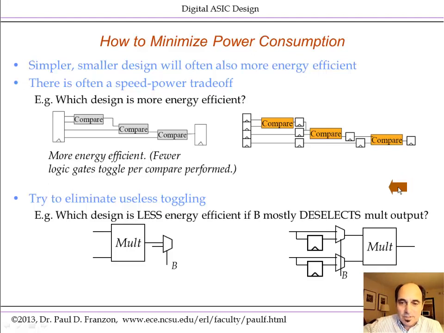Okay, let's look at another example. Let's say we have a multiplier, but we're only using the result of that multiplier every now and again, as controlled by this select line B. The question is, which is more energy efficient, the logic structure on the left or the logic structure on the right?